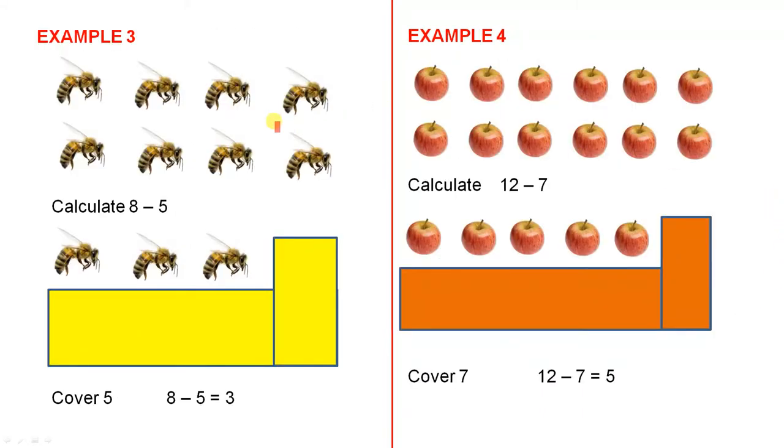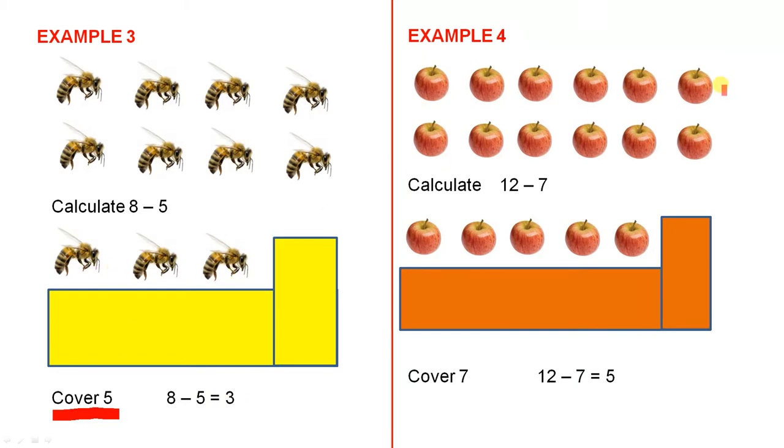The next example, here we have 8 B's. We're going to use those to calculate 8 take away 5. We've covered 5 B's, we have 3 left. So we've covered 5, 8 take away 5 equals 3. Of course, they're the ones that are left.